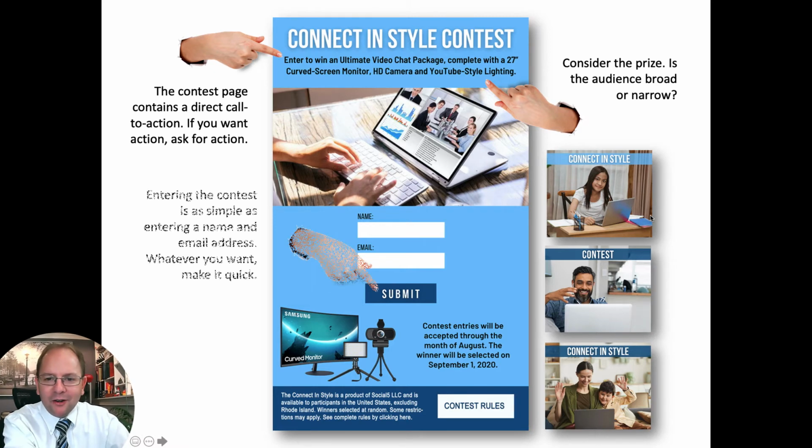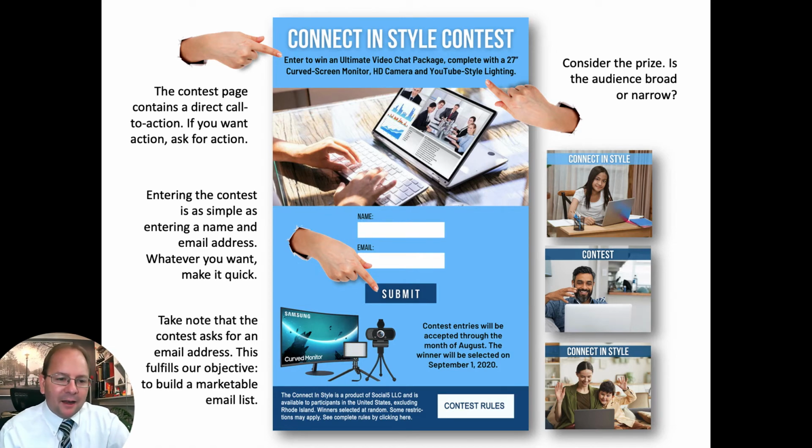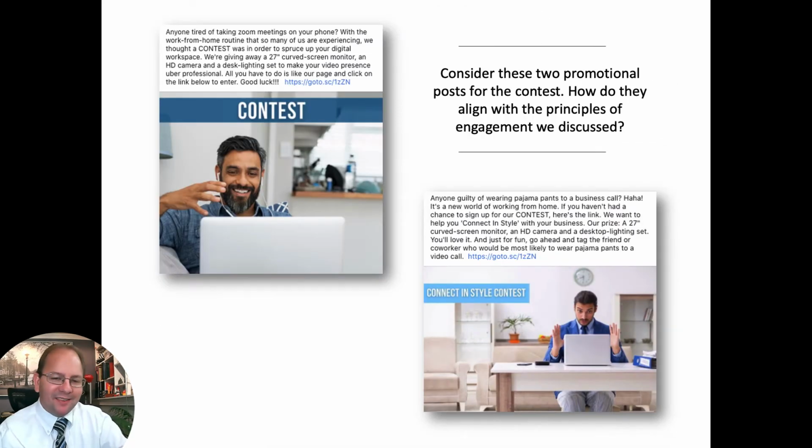If you want action, you need to ask for action. You need to make entering the contest super simple and super self-evident. To enter the contest, people put in a name, they put in an email address, and they click the submit button. It's as easy as that. And take note that the contest asks for an email address, and this fulfills the objective of what our contests are at Social 5. Our primary objective is we want to build up a list of marketable email contacts that you can use for ongoing marketing.